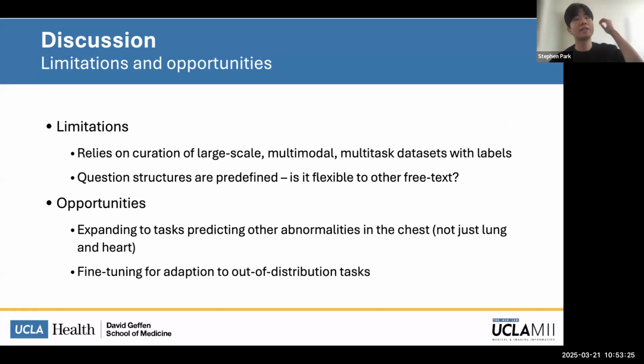So some limitations and opportunities. In terms of limitations, I found that the model relies heavily on the creation of large-scale multimodal, multitask data sets that also require labels. And this is, as you might know, very hard to obtain in medical imaging as well as the whole medical domain. And I found that the question structures are predefined. So one question I had is, is it flexible to other free text types of inputs instead of structuring it in their own predefined way? And some opportunities are expanding to tasks predicting other abnormalities in the chest. So not only in the lung and the heart, but other abnormalities that can be found in the chest CT, and also fine-tuning for adaptation to out-of-distribution tasks.